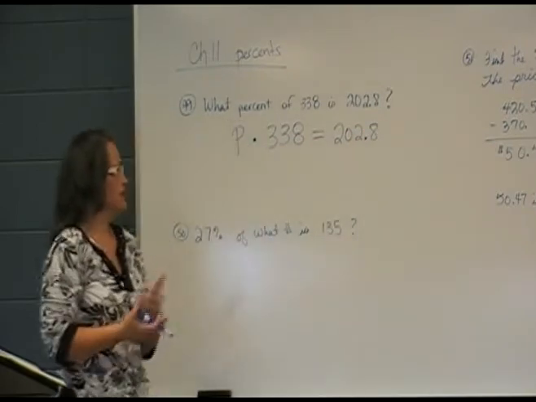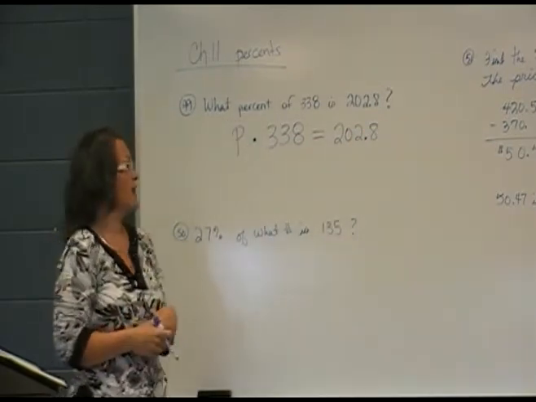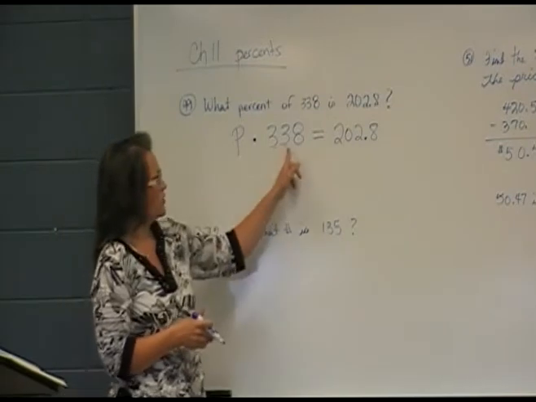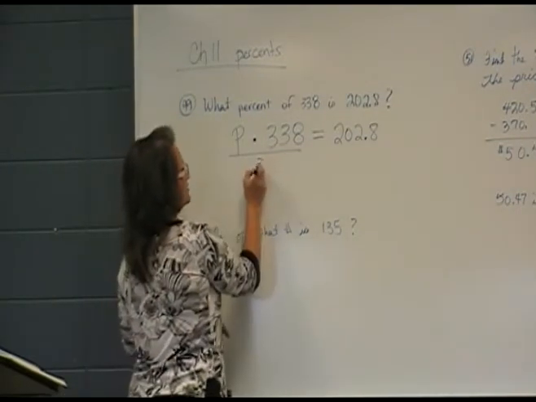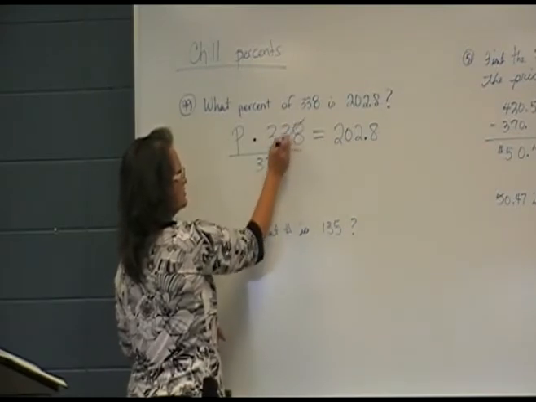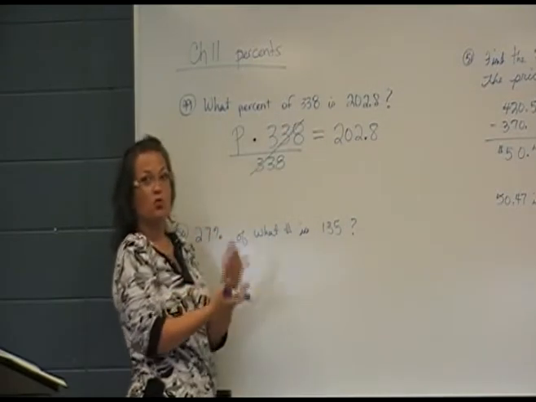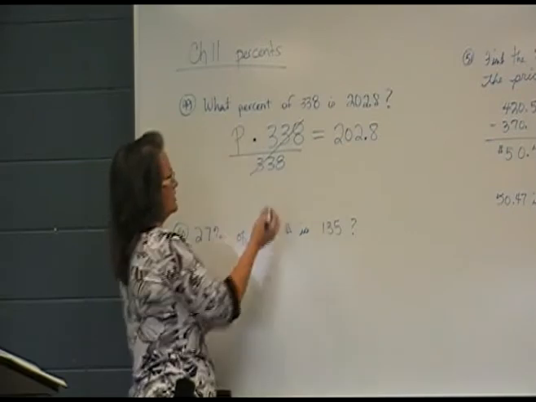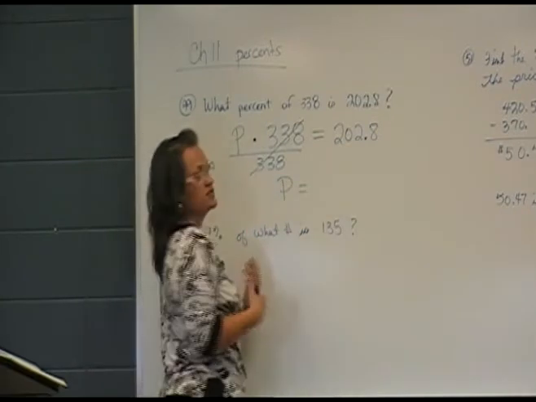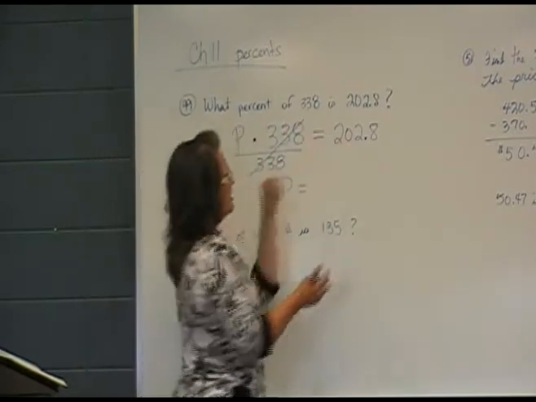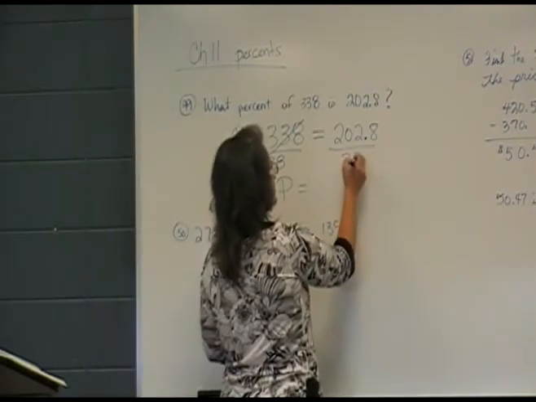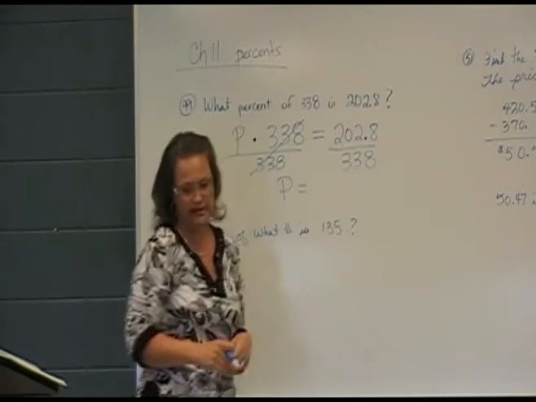And so it's actually now just an algebraic problem like we've seen in the past, so we can solve this by dividing by what's with our variable. P is multiplied by 338, so if we divide by 338, those cancel out, and remember that makes it a 1. So it makes 1P, or just P equals, and that's what we're going for, trying to solve for the variable. What we do to one side, we have to do to the other side, so divide by 338.